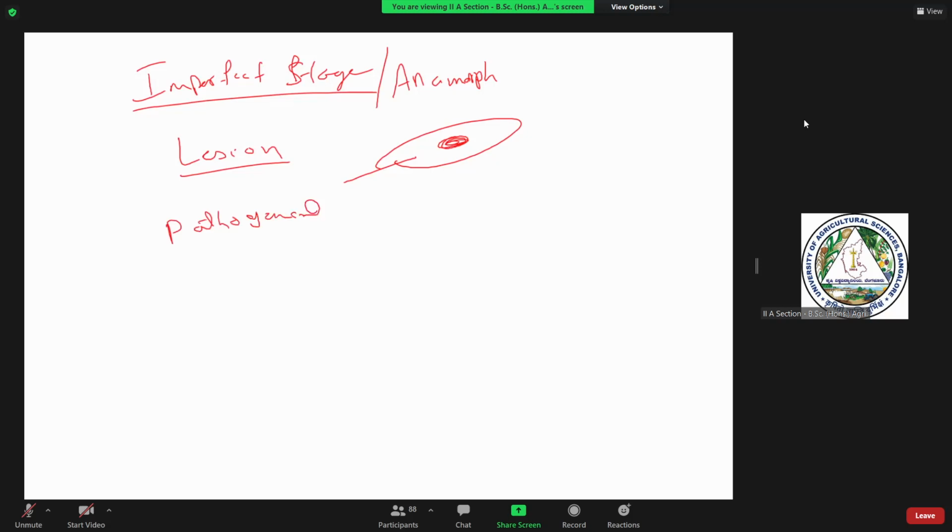Pathogenicity is a term which Robert Koch defined. The pathogenicity is the ability of a pathogen to cause the disease. What is it? It is the ability of the pathogen to cause the disease.